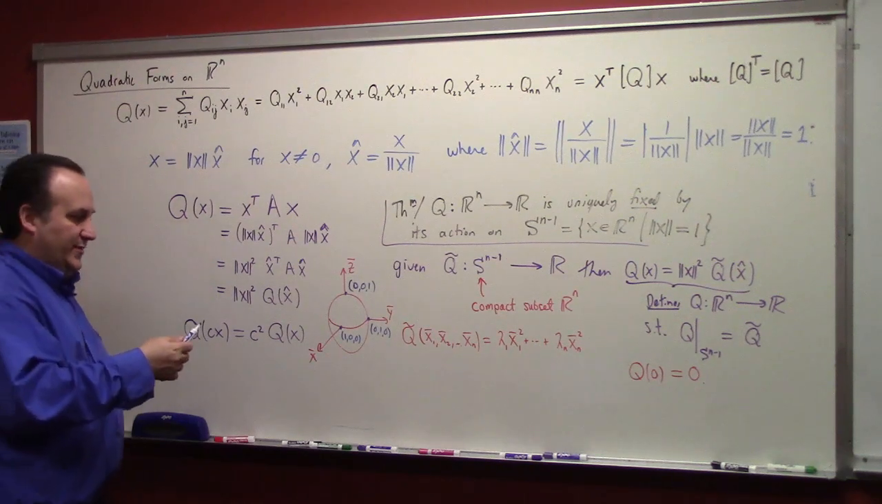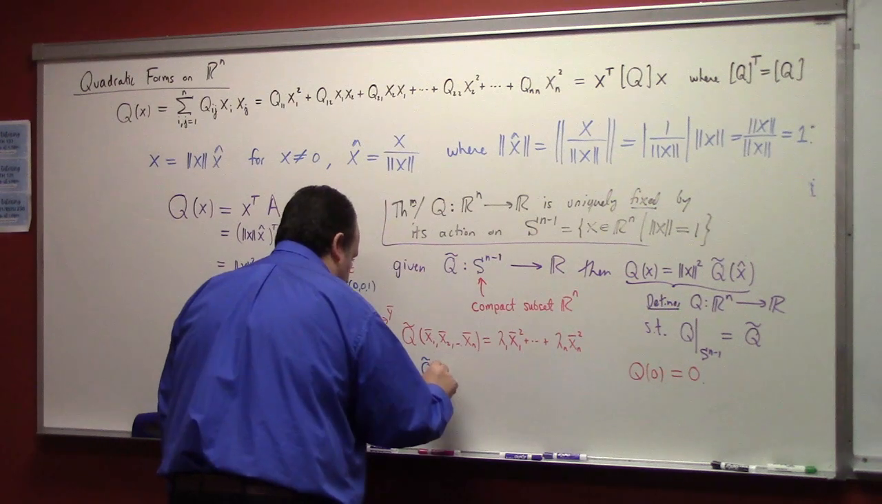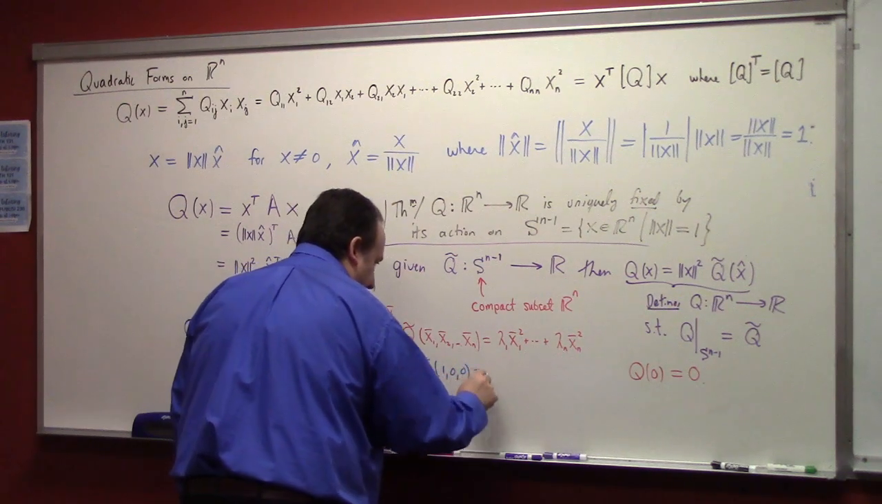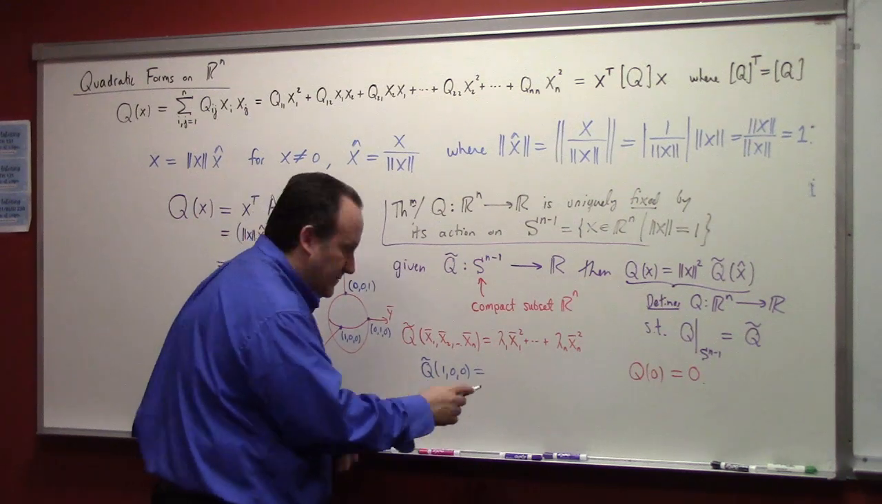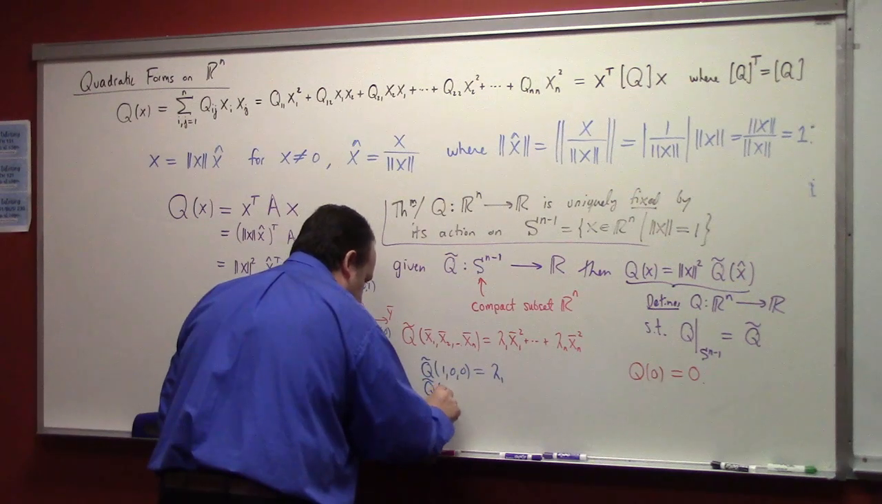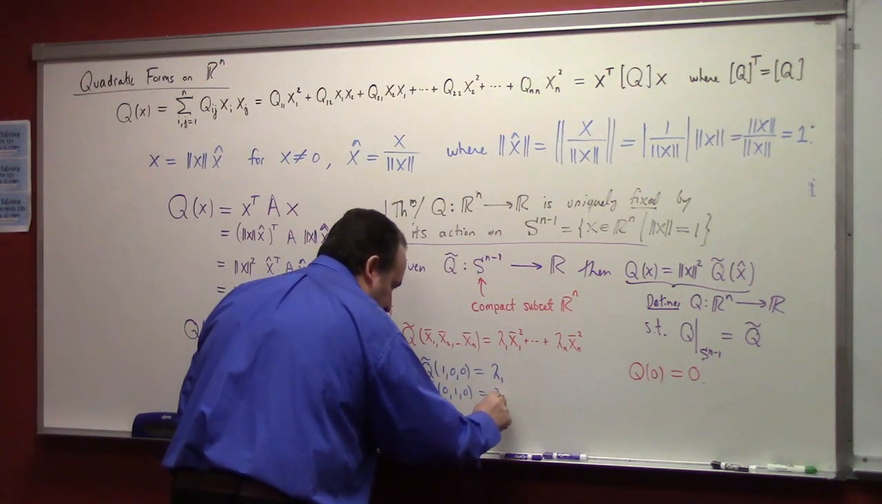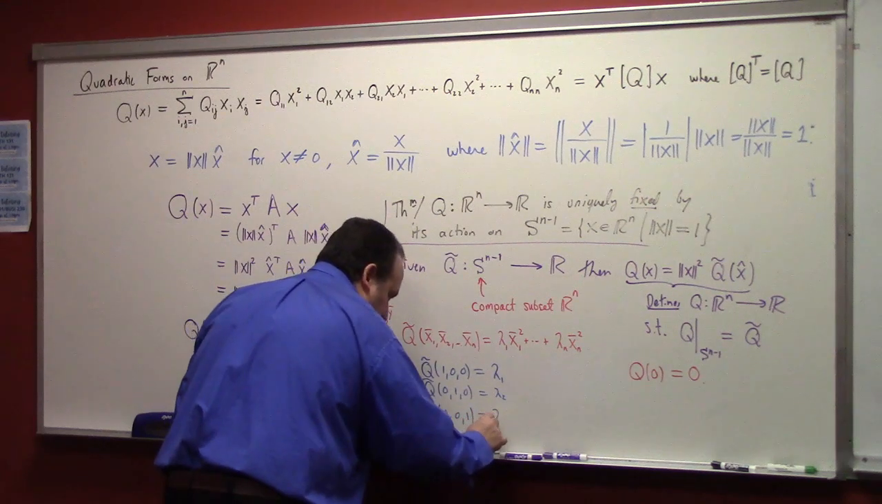So what is q tilde of 1, 0, 0? Well, it's lambda 1. What's q tilde of 0, 1, 0? Well, it's lambda 2. What's q tilde of 0, 0, 1? Well, it's lambda 3.